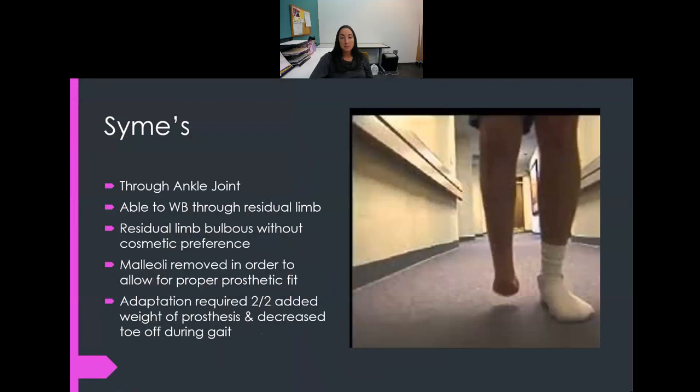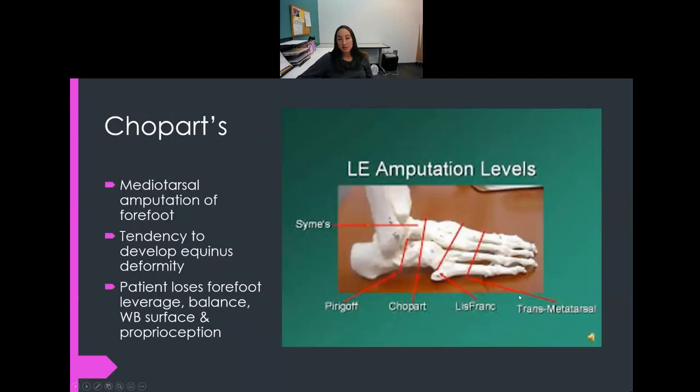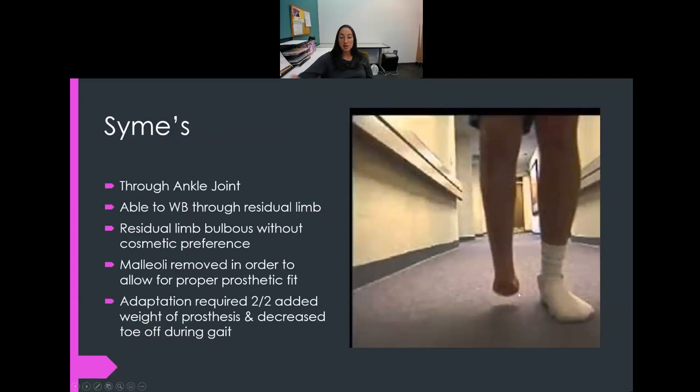With Syme's, this is through the ankle joint itself. So you are able to weight bear through it. So basically when an entire bone is left, you're able to weight bear through it, but when you're cutting through a bone in the middle of it somewhere, you're not able to weight bear through it. But the end of the residual limb, the way that it bulbs out, is typically not cosmetically preferred, so it's not always the patient's number one choice.